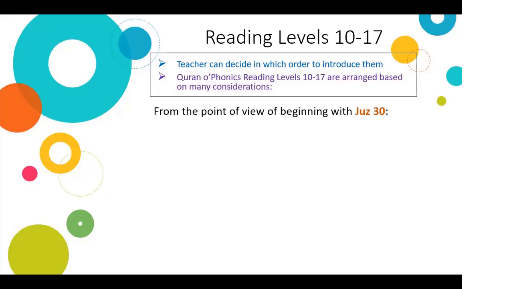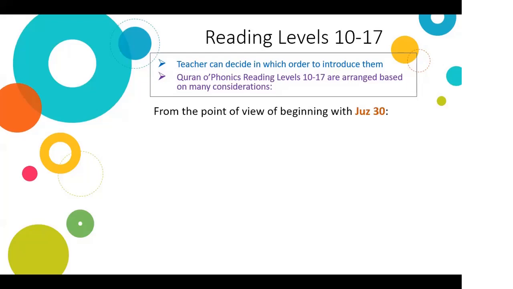Just like, for example, in reading levels 1 to 8, they needed to know about harakat to understand about sukoon, and those reading levels were linked to each other, and the practice sheets and all the activities of Quranophonics were linked in that way. You can't teach them one before the other. But when it comes to reading level 10 to 16 or 17, the teacher can teach them in the order that he or she feels strongly about.